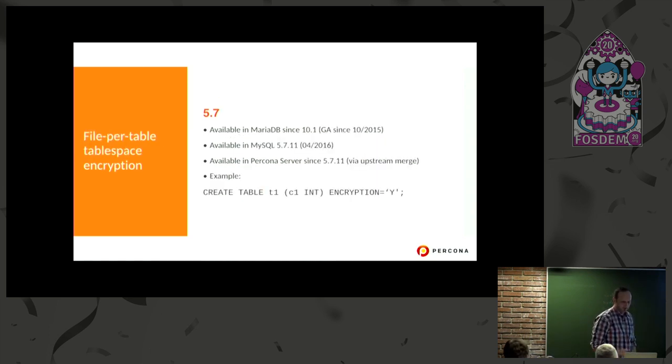File-per-tablespace encryption is one of the earliest features available. It's available in MySQL 5.7.11 and the same in Percona Server. We got it by the upstream merge. So how to use it?